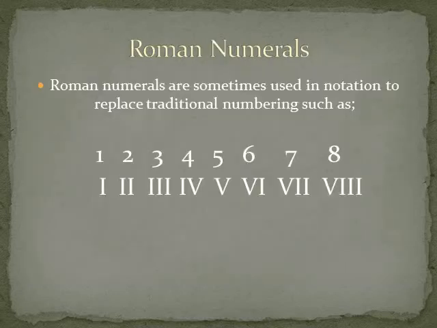Now, sometimes Roman numerals are used to replace traditional numbering, such as 1 to 8. So there you'll see the number 3. They sometimes use the Roman numeral for 3, which is three I's.